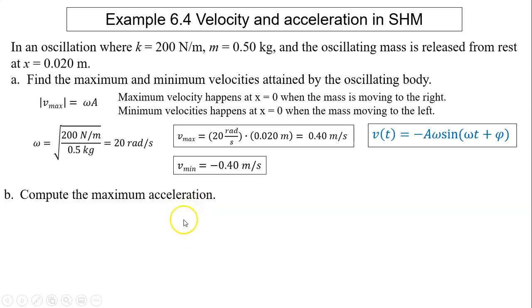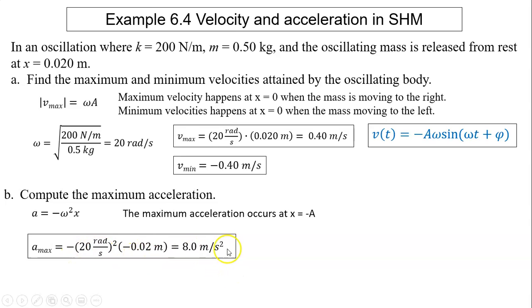How about maximum acceleration? Acceleration is negative omega squared times x. So maximum acceleration occurs when x equals negative A. Plug everything in, this is what you have.